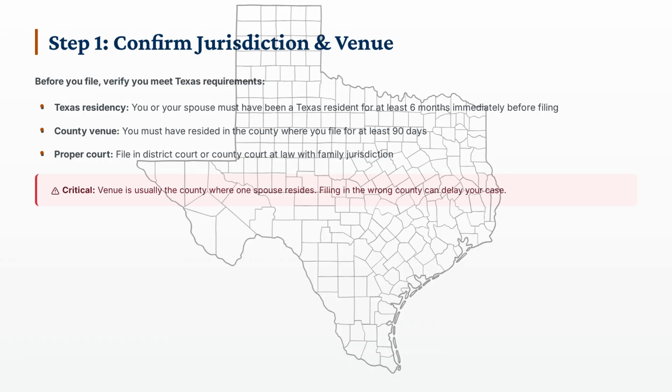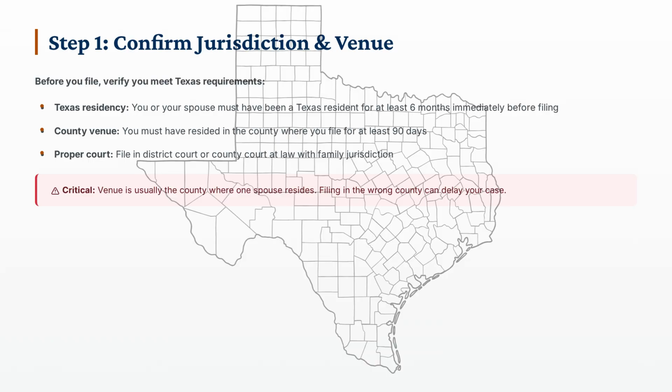So, step one, you confirm jurisdiction and venue. You have to be a resident of Texas, you or your spouse, for at least 6 months before you file. And that's just for the state. And then you have to figure out if you're filing in the right county. You must have resided in that county for at least 90 days. And make sure you have your estranged spouse's proper address. You know where to find them. You know how to get them served properly.